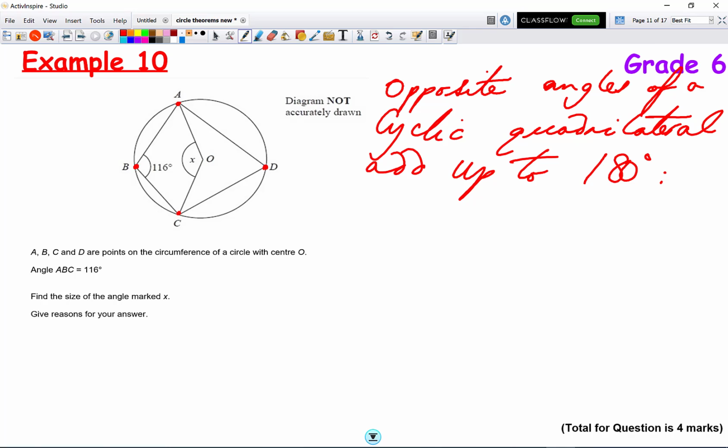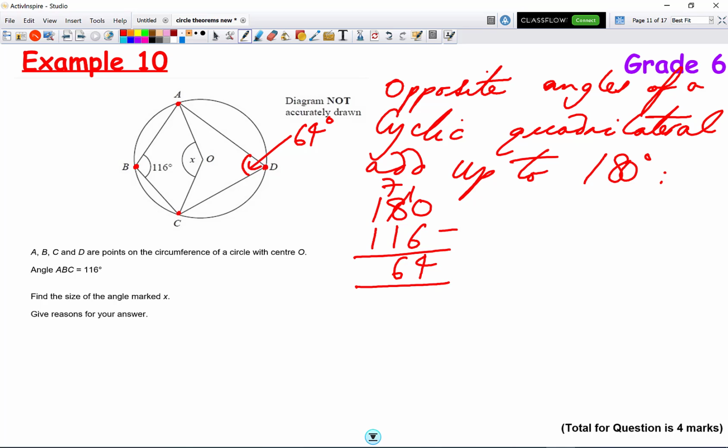So we can say that the angle at ADC is opposite to 116 degrees. So we just do 180 degrees minus 116 degrees. Borrow 1 from 8, so we get 7 like so. And then we get 10 minus 6, which is 4. 7 minus 1, which is 6. So we can say that the angle at the circumference here is 64 degrees.